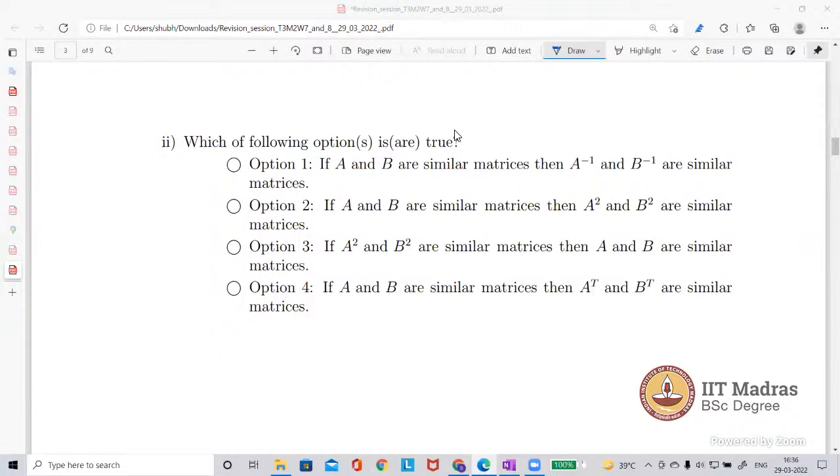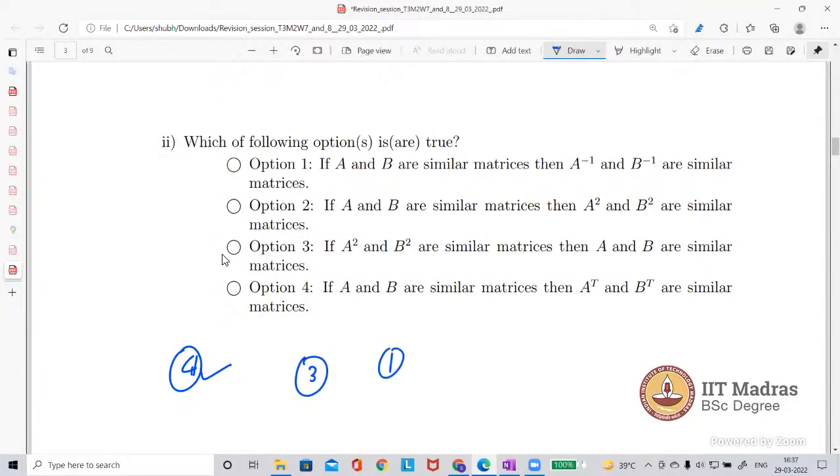The last option is correct. The second option is correct. The last is correct. Option 2 is also correct, sir. First and second are correct, and fourth is also correct. The first is wrong. The third is wrong. The second is right. Okay, 2 and 4 are right.